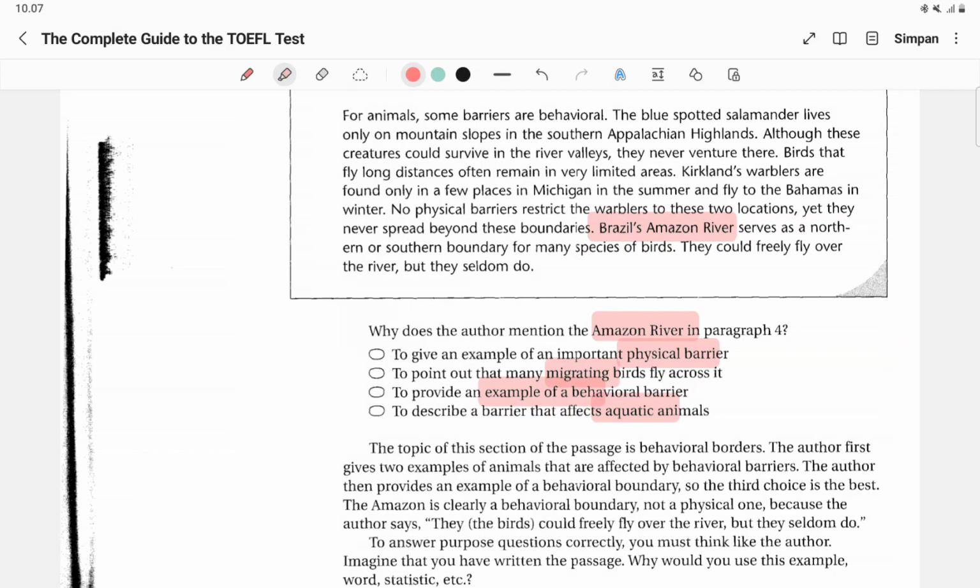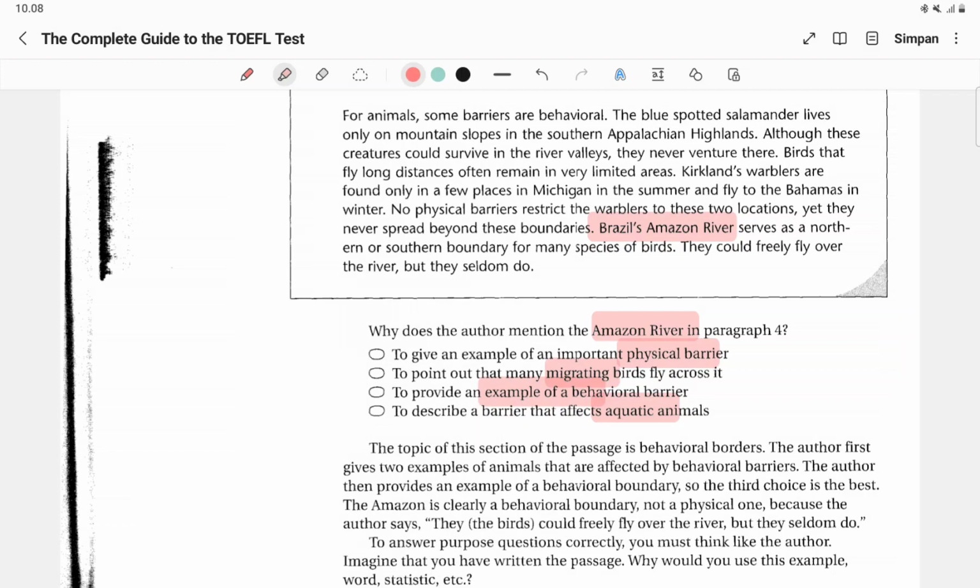The Amazon is clearly a behavioral boundary, not a physical one, because the author said the birds could freely fly over the river, but they seldom do. No physical barrier restricts them, yet they never spread beyond these boundaries. Describe a barrier that affects the aquatic? Not suitable for many species of birds.